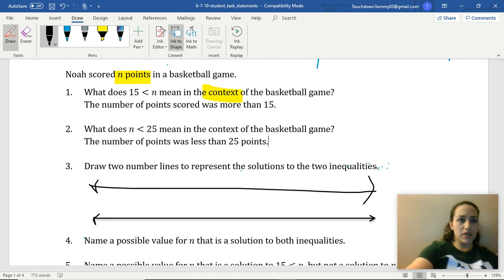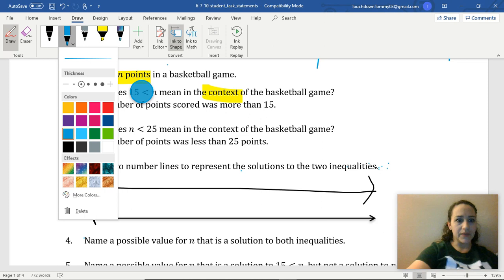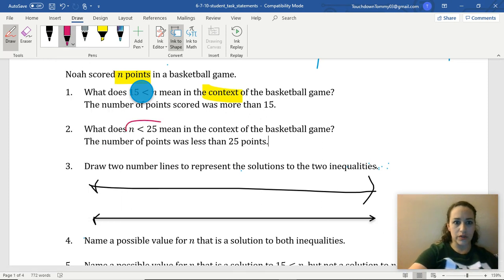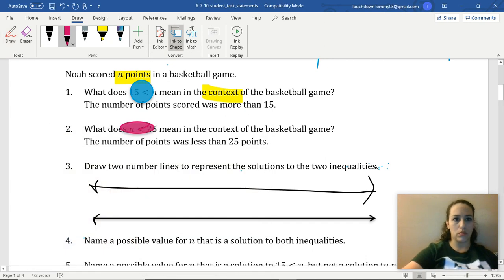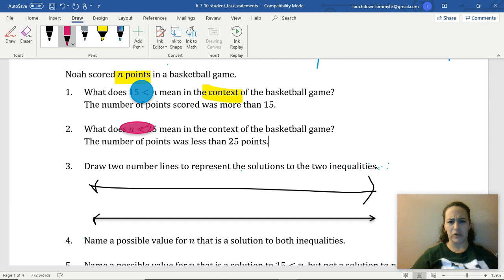And I'm going to color code here. So I'm going to make this one in blue. And I'm going to do this one in pink. Oh, I'm still on the shape thingy. No, go away. I just want to draw. There we go. I hope that works.